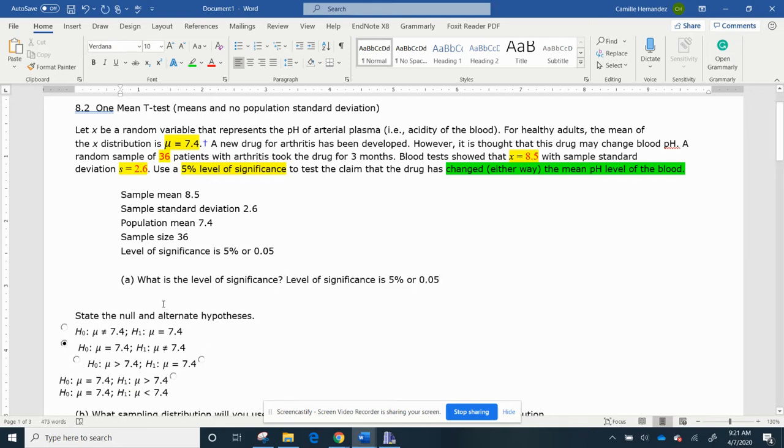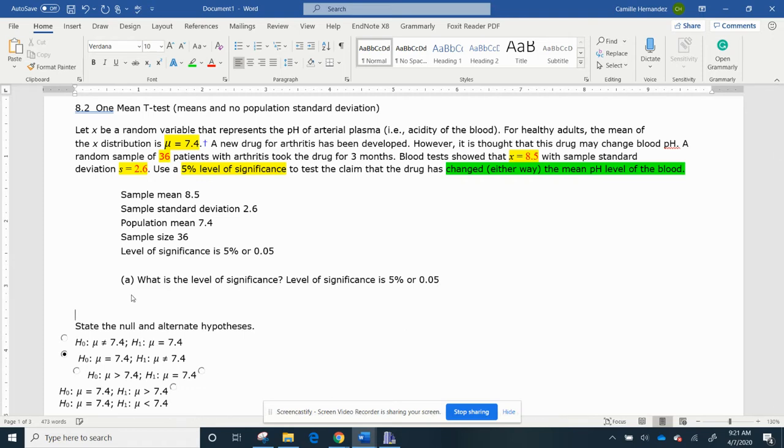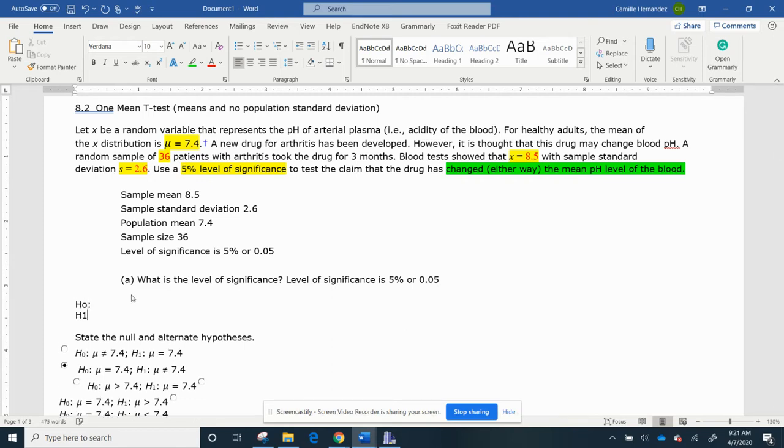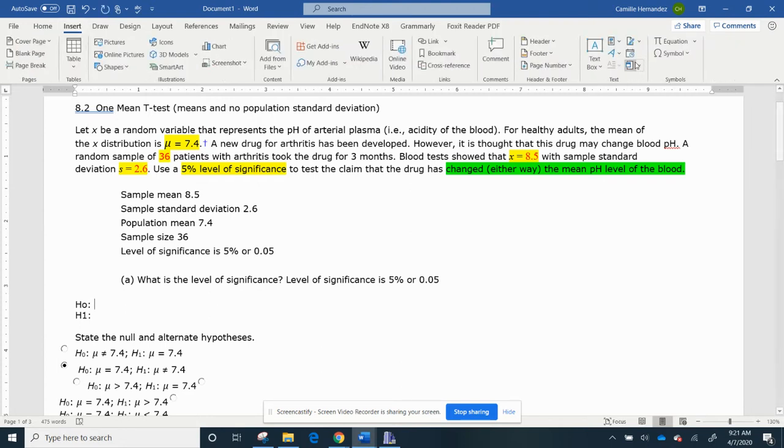Okay, so before I look at the things for the null and the alternative, again, I'm going to sort them. I've got an H0 and I've got an H1. Remember, my H0 is my null, and remember the null always has the equal sign. So I'm going to do that right fast. So I put my mu symbol equals, and then it's going to equal the population mean, which is 7.4.